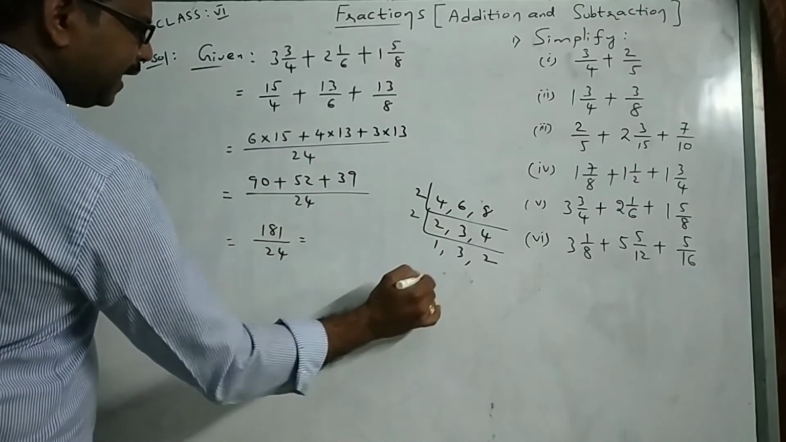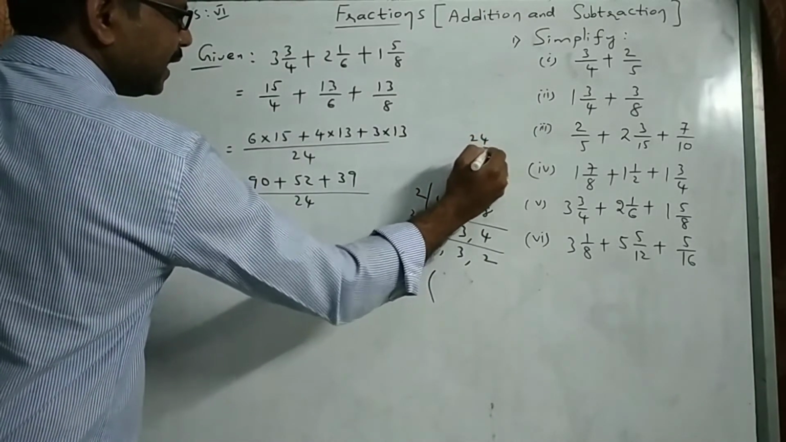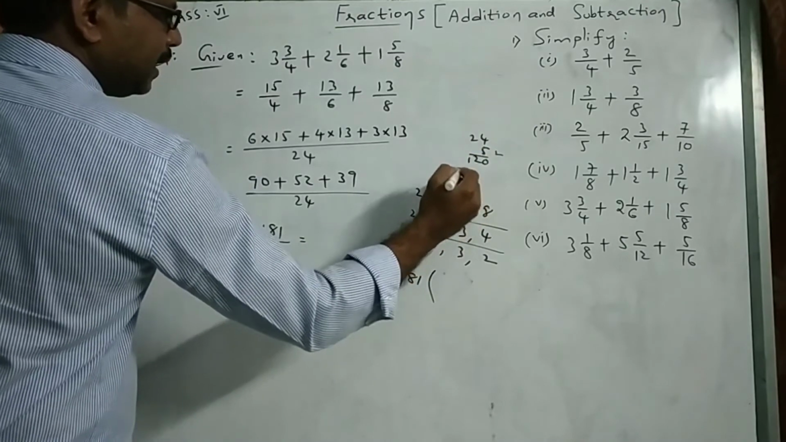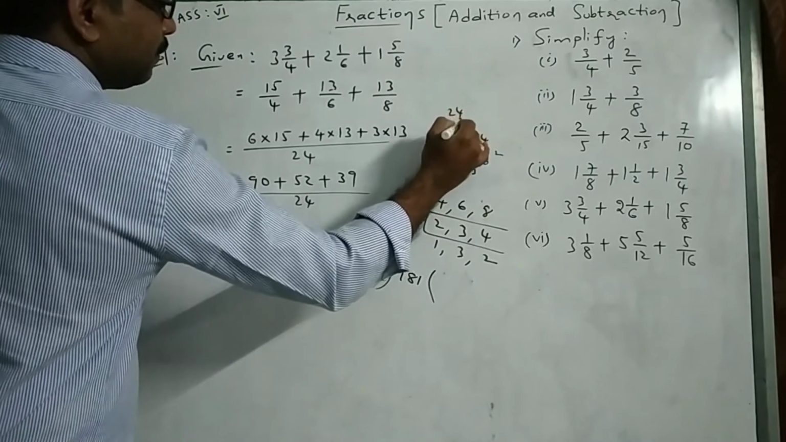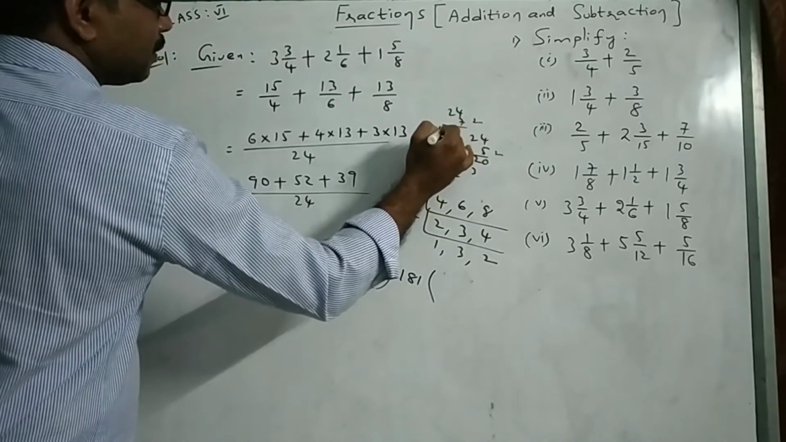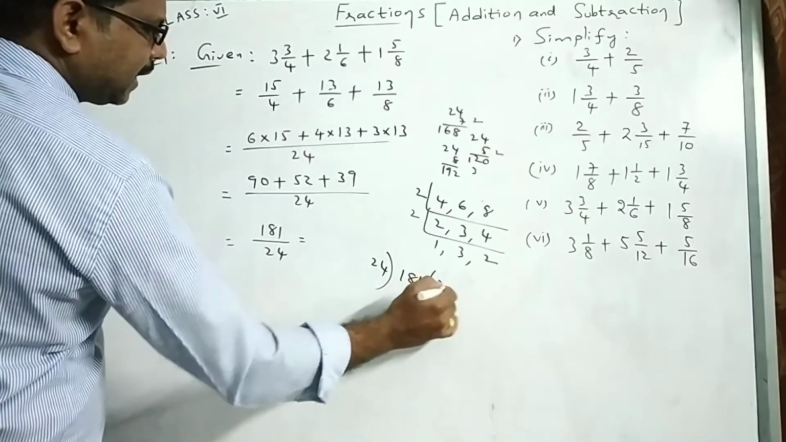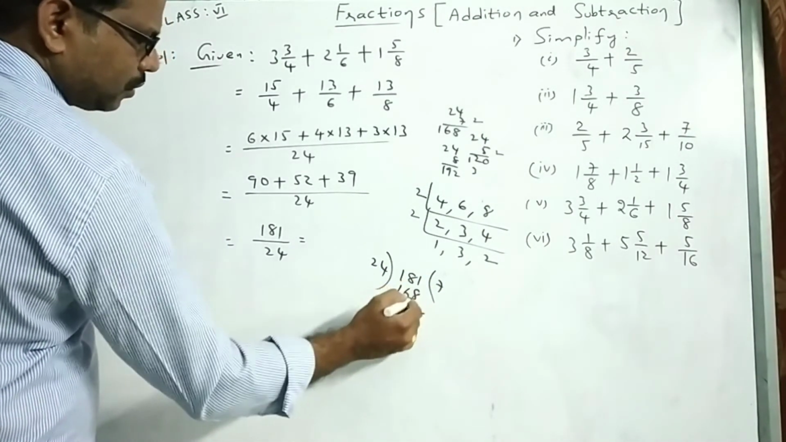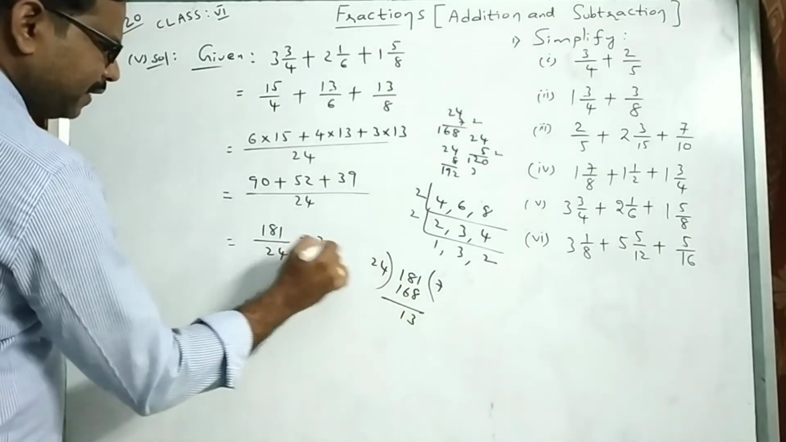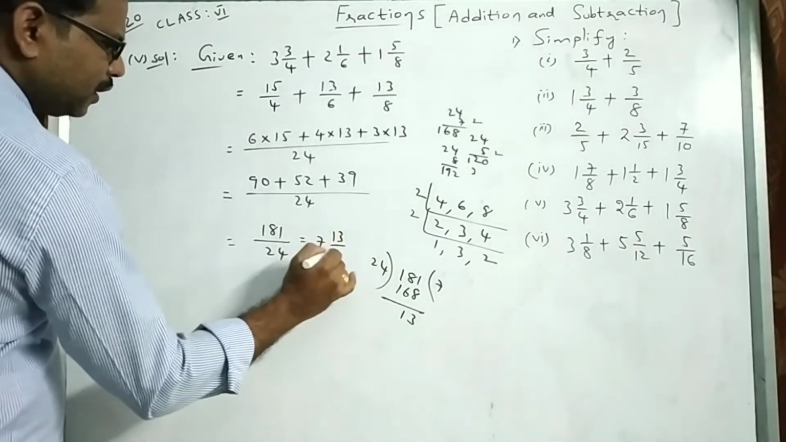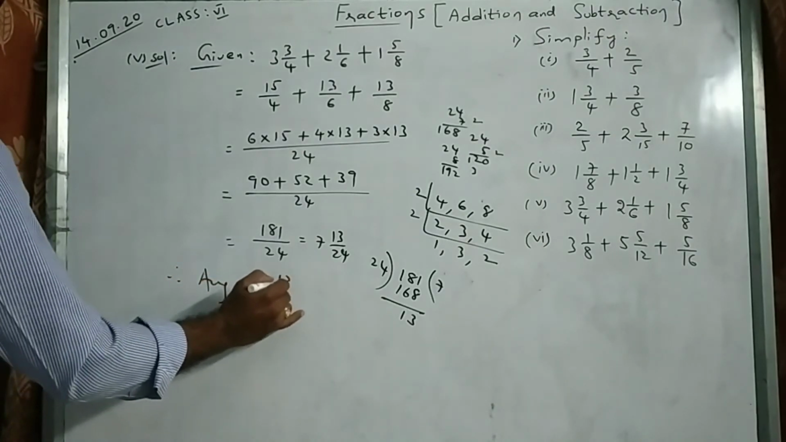So divide 181 by 24. What will you get? 24 5s are 120. 24 8s are 192. 24 7s are 168. So 3 7s minus 6, 1. So what will you get here? 7 13 by 24. Okay. Therefore the answer is 7 13 by 24.